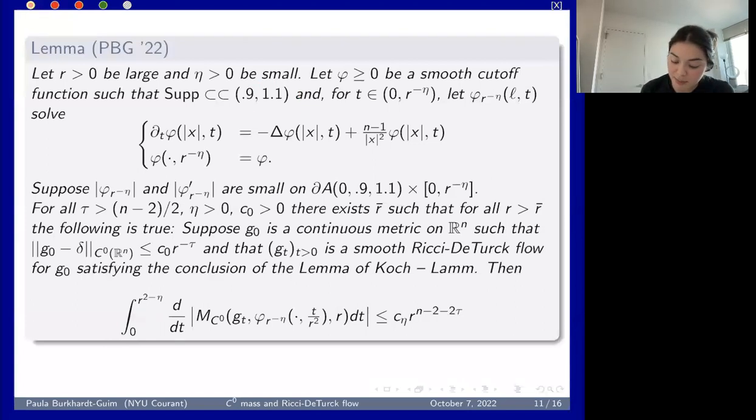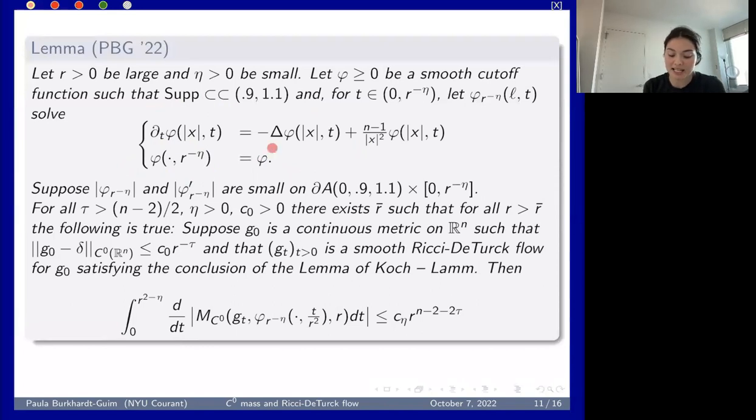And then for t between 0 and R to the minus eta, I'm going to let phi sub R to the minus eta of l,t be this evolving cutoff function. And it's going to evolve basically by a backwards heat equation. It's actually going to evolve by this backwards equation. Okay, and so since I have a backwards evolution equation, I need to prescribe some final data. Okay, and so I'm going to prescribe the final data that at time R to the minus eta, this evolving function, sorry, I lost my subscripts, but you know what I mean, this evolving function at the final time is equal to my cutoff function.